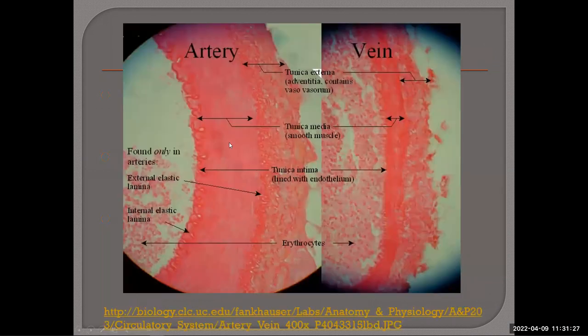Here we're looking at the wall itself. This is the tunica media. Intima, this is the one that is closest to the blood. So the blood will be flowing through here. The intima, as the name implies, very familiar to the word intimate, means it's closest to. And here we have the external elastic and internal elastic laminae. And these structures shown here will be the red blood cells or the erythrocytes.